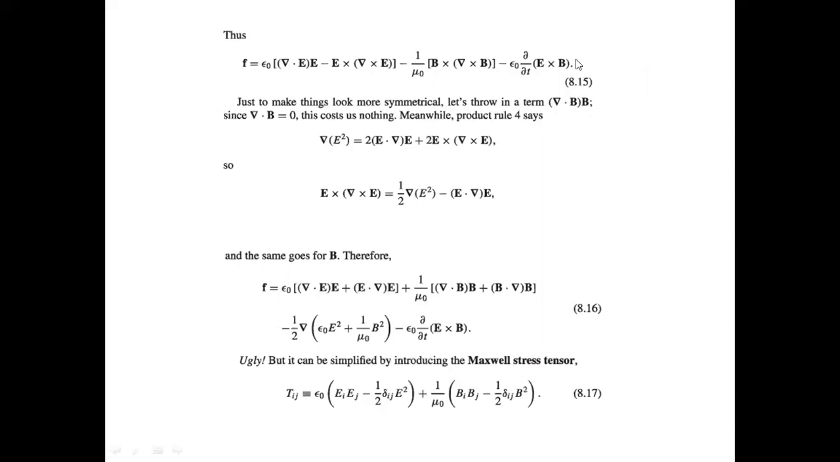It contributes nothing, that's why we add it, and it is useful for us in writing out a simplified formula. And this is a product rule in vector calculus. The gradient of a vector squared can be written out this way. So now you get an expression for this one, E cross del cross E.